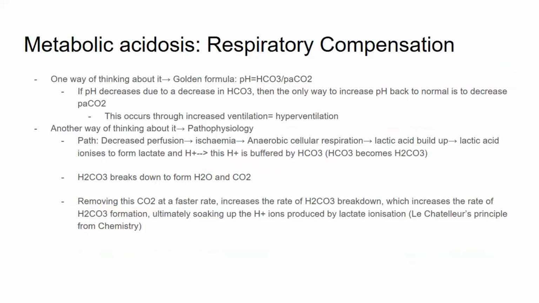And now we come to the idea of compensation. So when you have a metabolic acidosis, how does the body compensate? What's the quickest way to get rid of that hydrogen? The way to do that is by thinking about that formula. If you have an acidosis, you want to get rid of that hydrogen, and so you want to compensate for that.